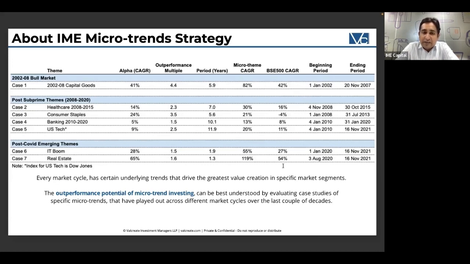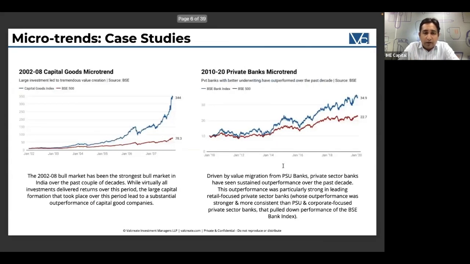Now, these are specific past case studies, and there's a benefit of hindsight when you're looking back. But very clearly, what the data does show is that if you can identify the specific elements of the market that are doing better, you can substantially outperform. We have a few other charts which show something similar, really the same case studies in a graphical manner. This is the outperformance you saw in capital goods as compared to the overall markets from 2002 to 2008, and what you've seen in the private banking space over the last decade.